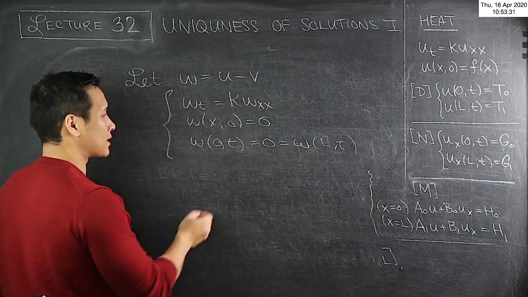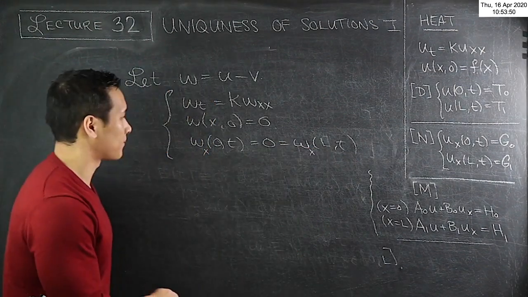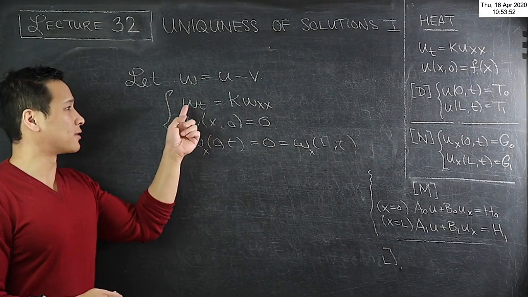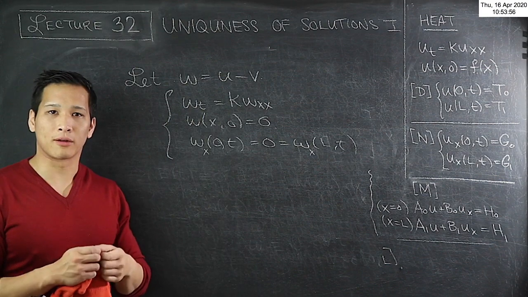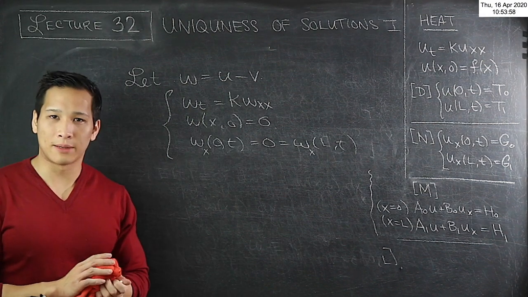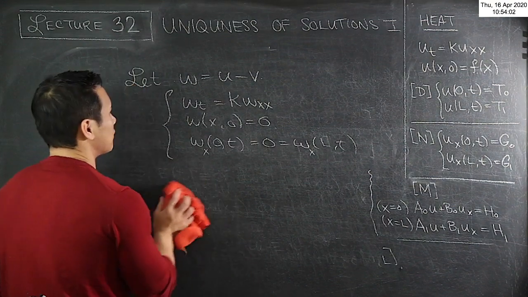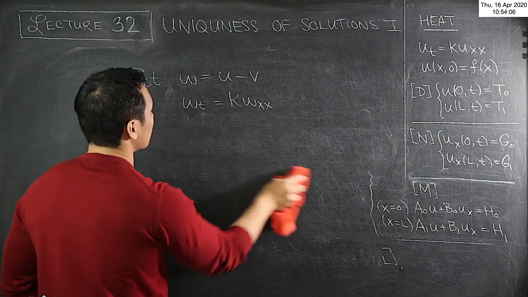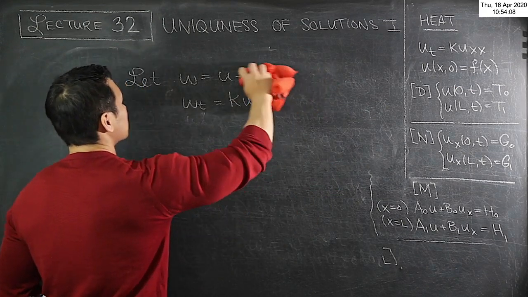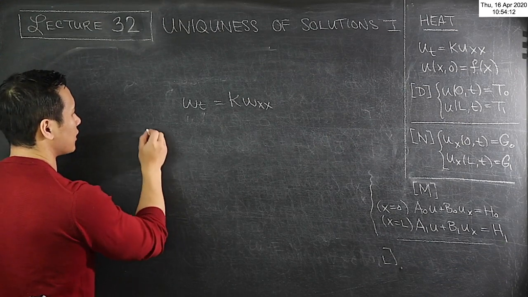And I made a mistake here. This is a Neumann condition. Good. Now you're going to take this W_t equal to kappa W_xx and then just manipulate it, okay? Using the same steps as we did before. Multiply both sides by W and then integrate. So let's erase this. Let's multiply by W and then integrate.